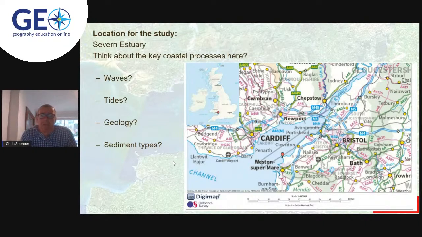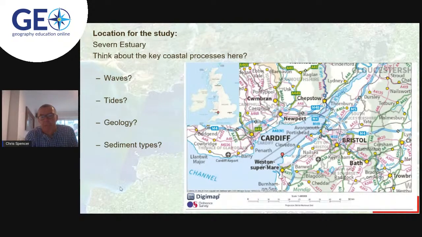As with any coastal investigation, I think the first thing to think about is coastal processes. As coastal geographers, almost straight away we should start asking ourselves certain questions. What are the waves like here? Is it a high energy wave environment? What's the prevailing wind and wave direction? What are the tides like? What scale of tides do we have? What's the local geology? Maybe looking at what the predominant sediment types are here. Where does the sediment come from?